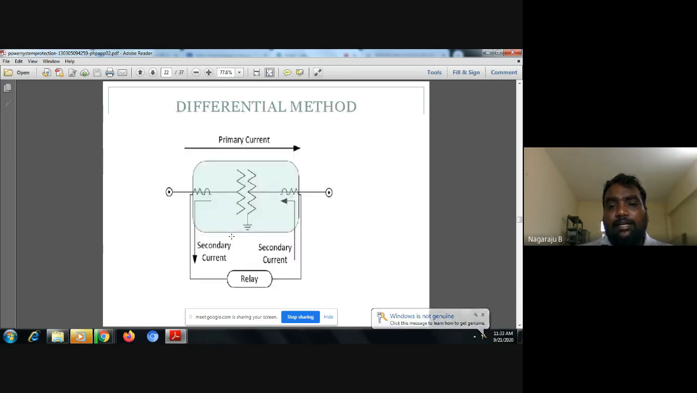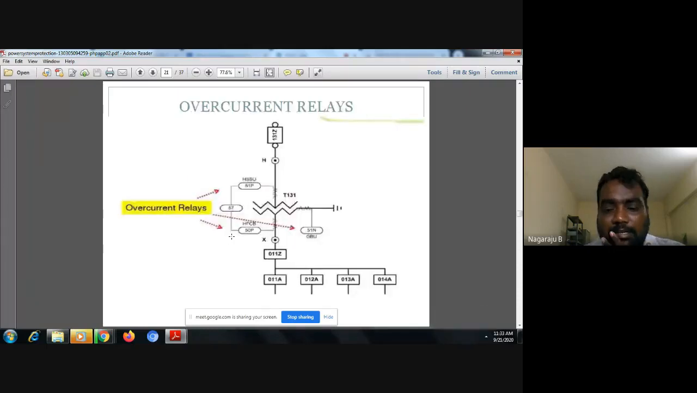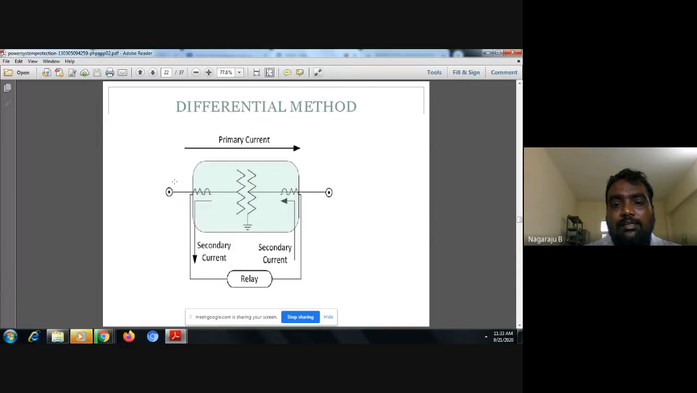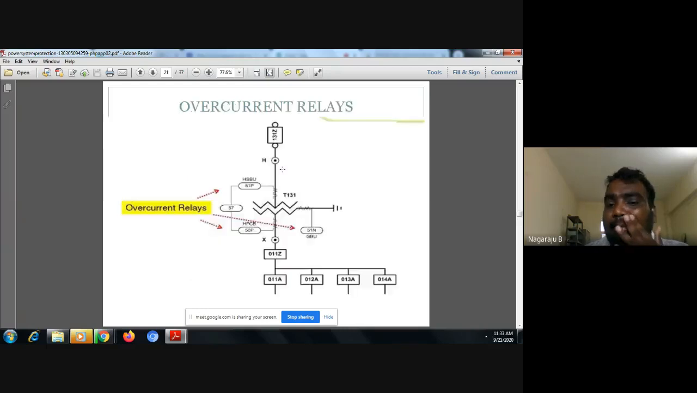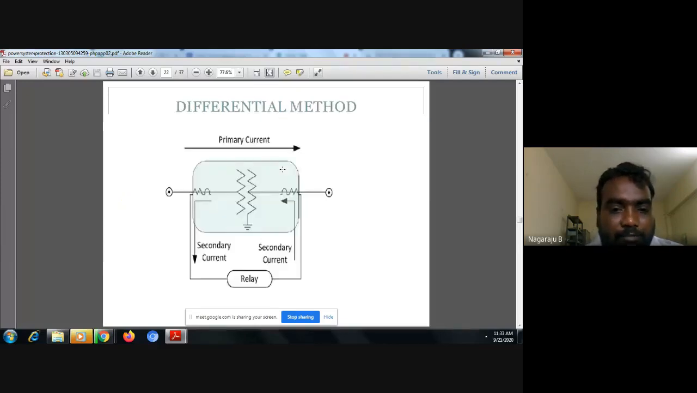This is the differential method, and this is the overcurrent method. Here you have a series connection and a parallel connection. Here it is only a series connection, you don't have a parallel connection, so it has a primary current as well as a secondary current. You will study these things in the power system protection subject, that's why I am not going in depth on this.